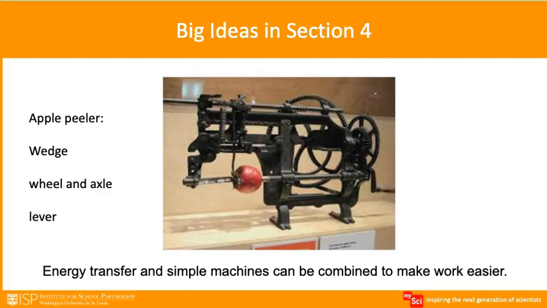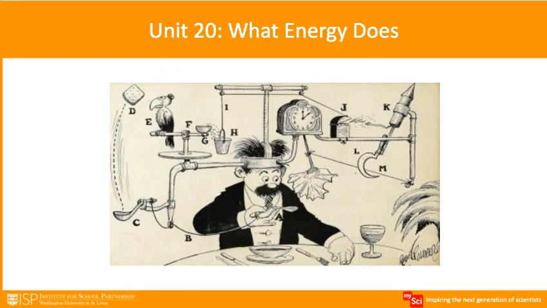Students will discuss how engineers build machines to solve problems. They will then research, design, and build a machine using simple machines and energy transfer to solve a problem. By the end of this unit, students will understand how energy transfer and simple machines can be used to design solutions to everyday problems.